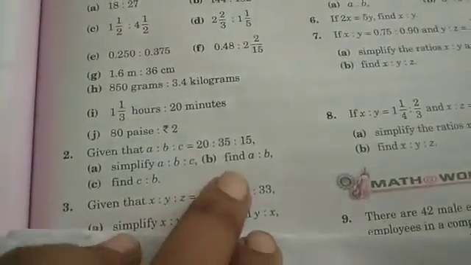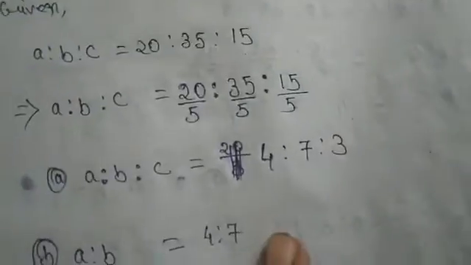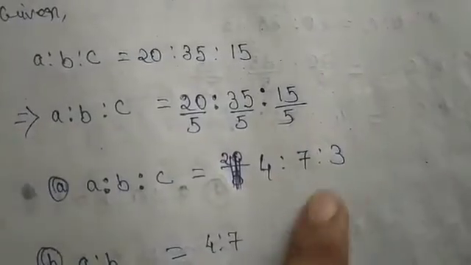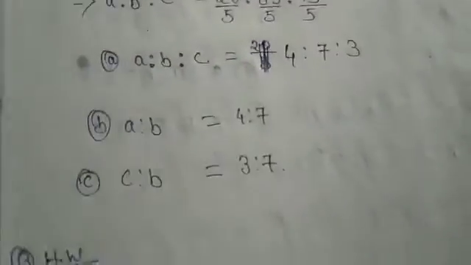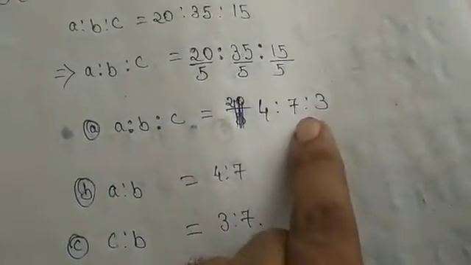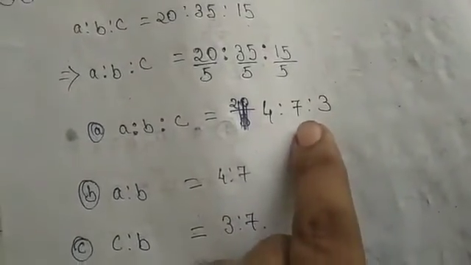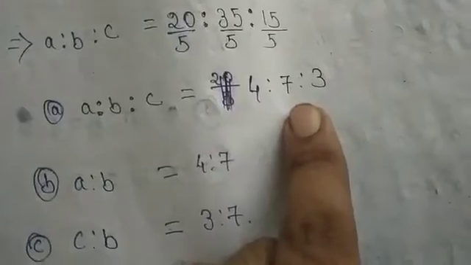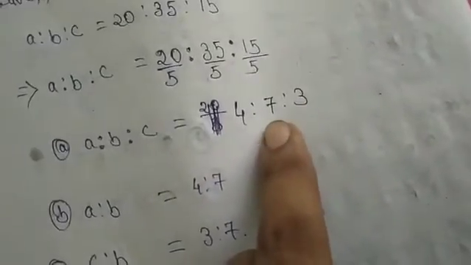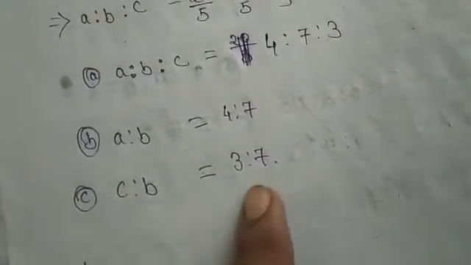Now they have asked us to find A is to B. So our A is 4 and B is 7. So A is to B will be 4:7. And next they have told us to find C is to B. So here C is 3 and B is 7. So it will be 3:7.